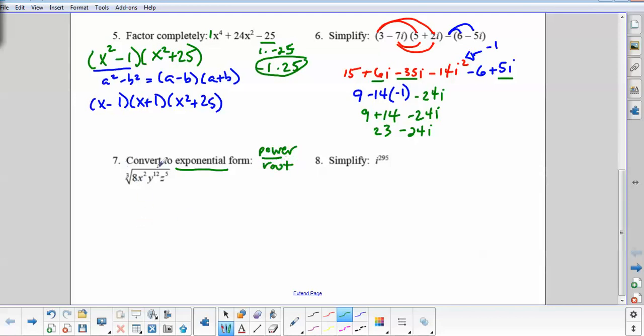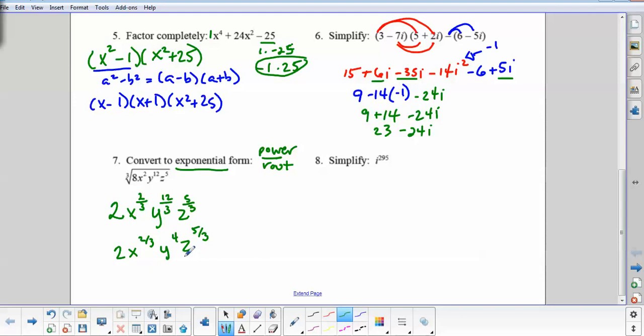Alright, the cube root of 8 is just 2. So I'm just going to take that right away. And then I have x, power is 2, and root is 3. So x to the 2/3, y to the 12/3, and z to the 5/3. And then you want to simplify your y's. So you have 2x to the 2/3, and you have y to the 4th, z to the 5/3.